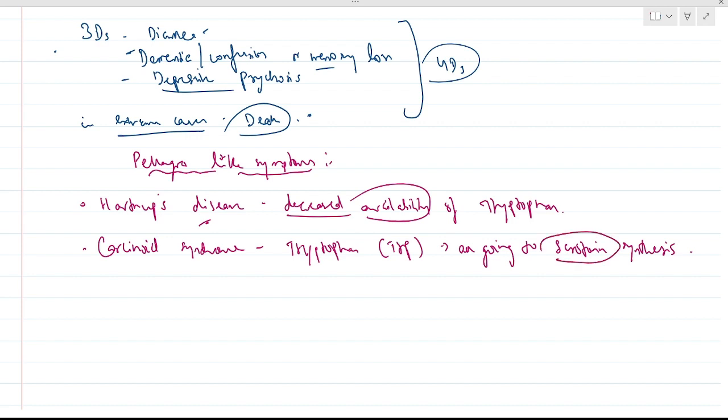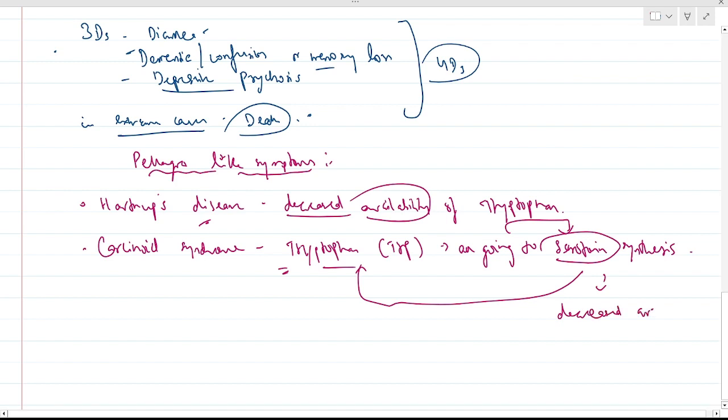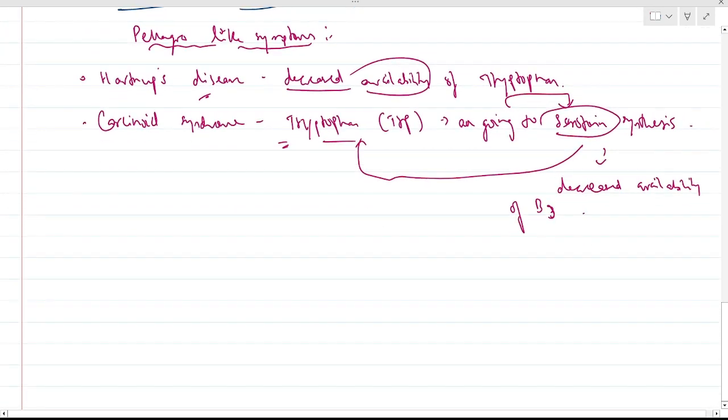So this serotonin, as we know, is an important neurotransmitter, and it requires the amino acid tryptophan in its metabolism. So this tryptophan, instead of being available to form niacin or vitamin B3, is all going to serotonin synthesis, leading to decreased availability of B3. So this causes the carcinoid syndrome, in which tryptophan is all going to serotonin synthesis.